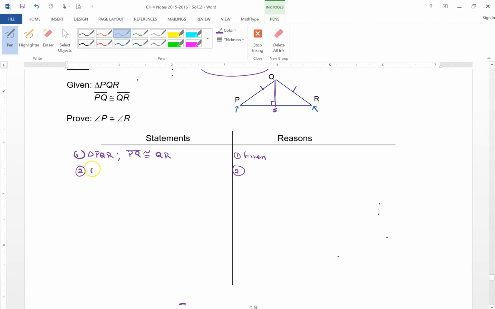So here, we're going to say QS is perpendicular to PR. And this is a challenging proof. This is why we're doing it together in class. And now this was a postulate that we learned that said the shortest distance between 2 points is a perpendicular line, remember? So shortest distance is a perpendicular segment. This was a postulate that we learned.